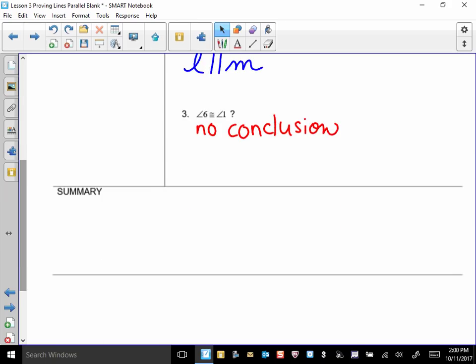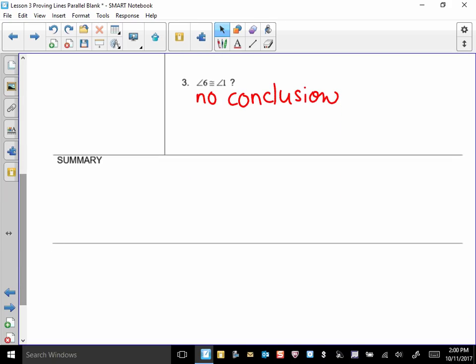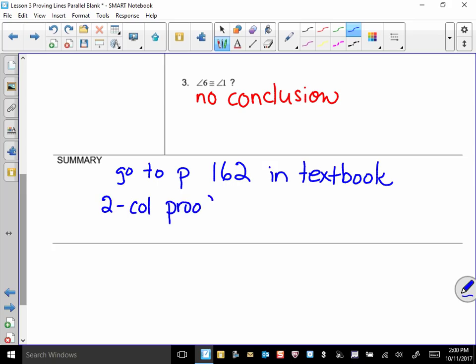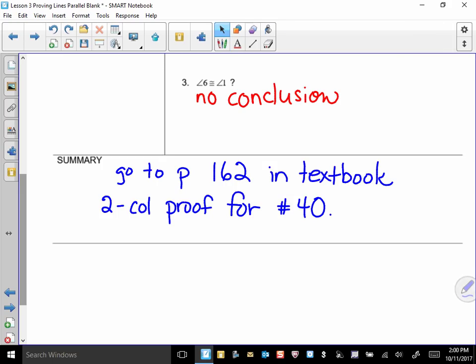And finally, I want you to do something extra here tonight. This is a pretty short lesson. I want you to get a little more proof practice. So I want you to go to page 162 in your textbook and do a 2-column proof for problem number 40. All right, I want to see that on everybody's paper tomorrow. When we come in, we'll talk about it, we'll check it, and we'll see you next time.